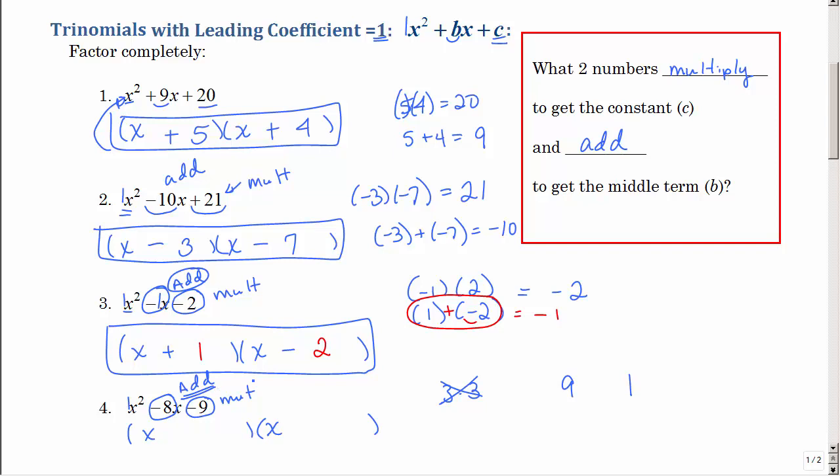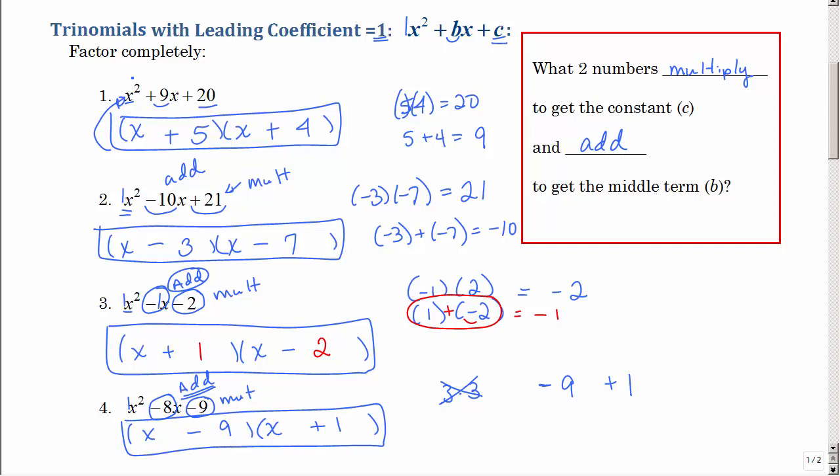If I need to add to make it negative, the larger one needs to be negative, the smaller one needs to be positive. So I need a minus 9 and a plus 1. And again, you could have written it as x plus 1 and then x minus 9. The order does not matter because we are multiplying.